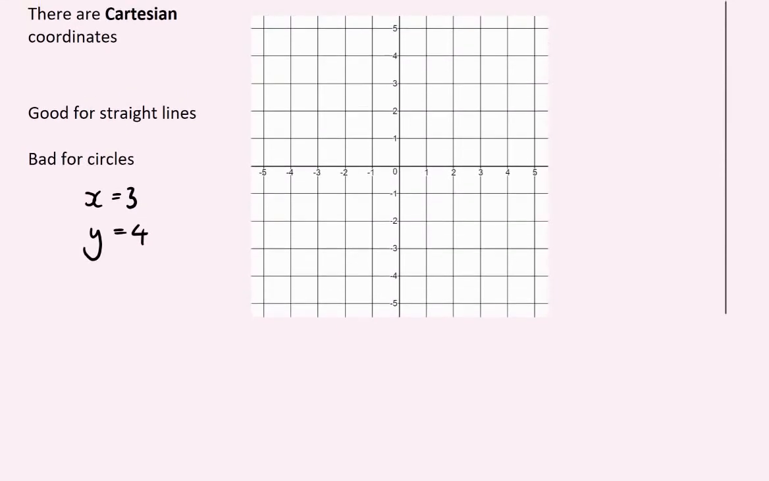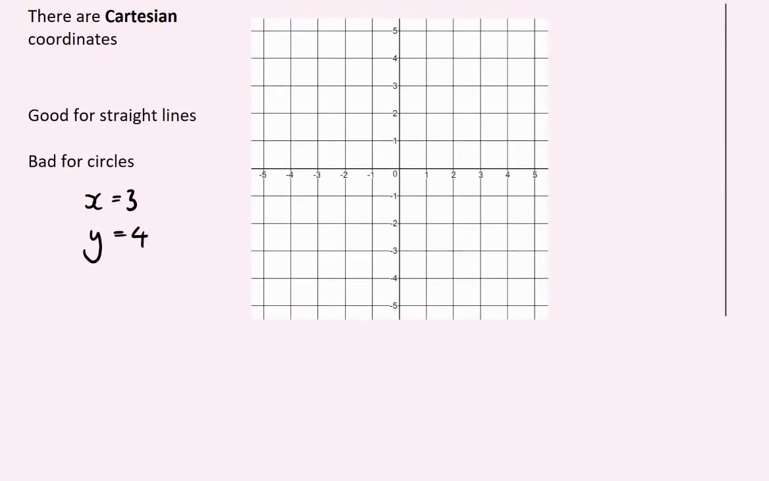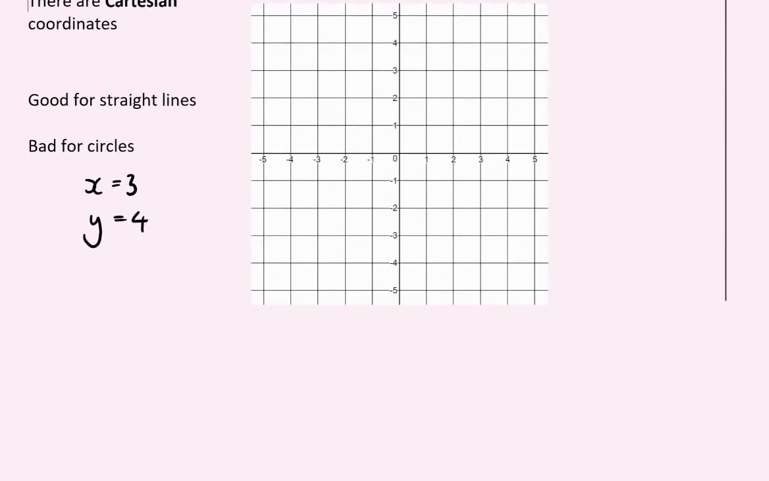So these are Cartesian coordinates. They're good for straight lines, but really bad for circles. So quick example, x is 3, y equals 4. That just means on my x coordinate, I go 3 squares across. On my y coordinate, I go 4 squares up. So it's that point there. Dead straightforward.